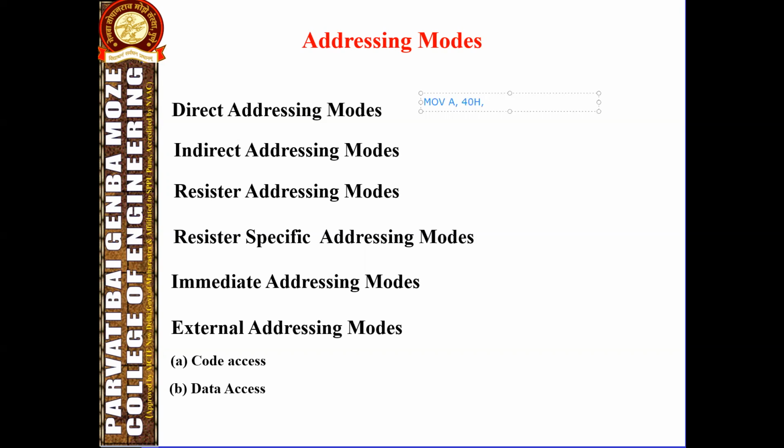Let's see another example. MOV R0, 14H. Here, the contents of the memory location present at 14H are moving into the register R0. So, these are a few examples of direct addressing mode.